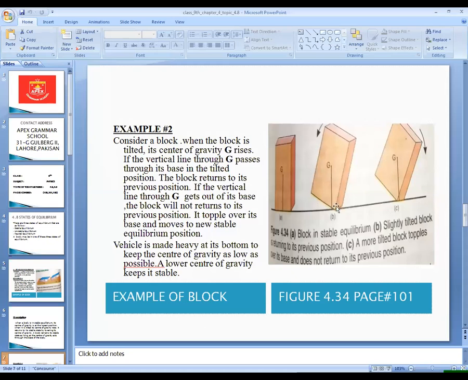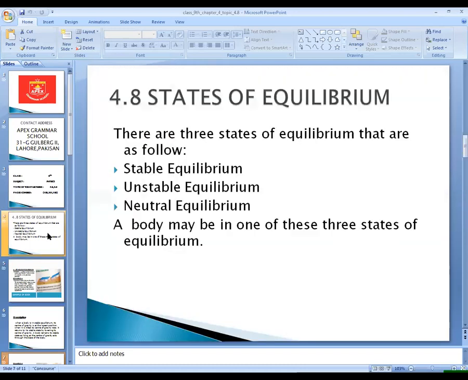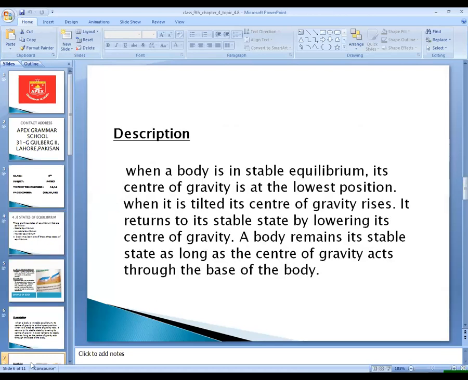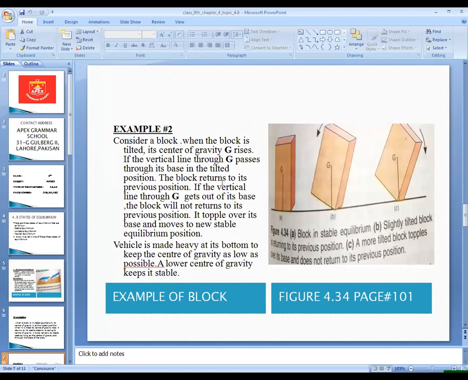If we tilt this first and then release it, what will happen? This body will come to its original position again. This is called stable equilibrium. We are talking about stable equilibrium right now. This is the second example of stable equilibrium.